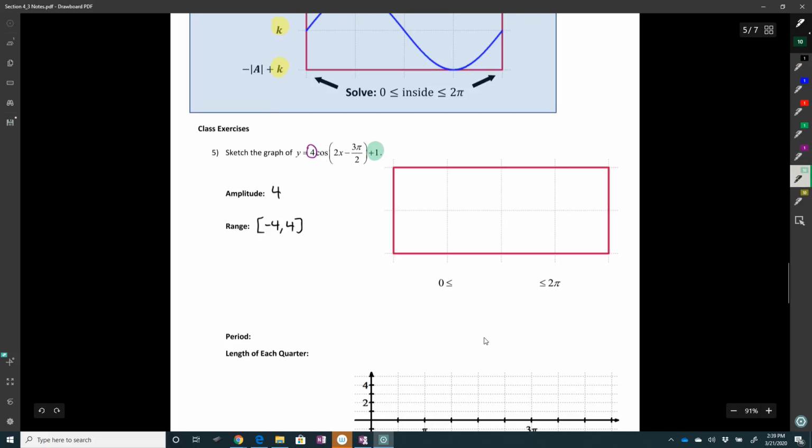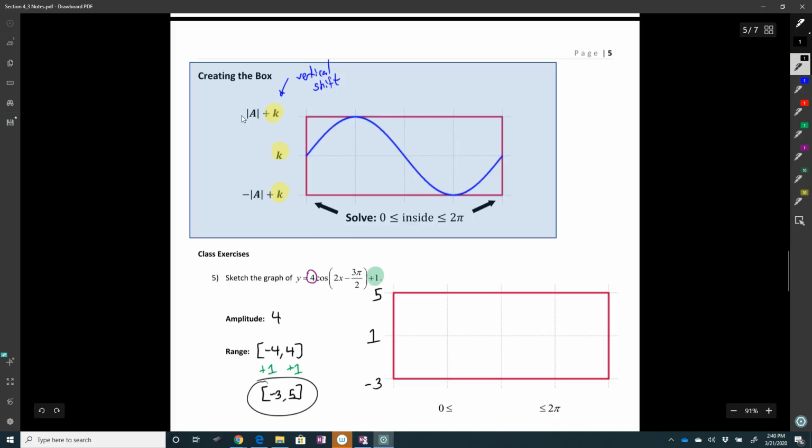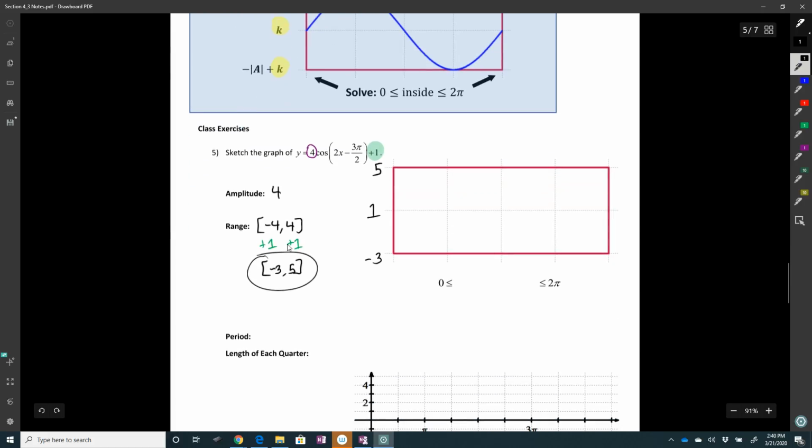But notice that there's a plus 1, so I have to do plus 1, plus 1. So my range is actually -3 to 5. That means this is going to be -3, this is going to be 5, and the shift is what goes in the middle. Notice I didn't really actually use the formulas. I just used my common sense here. My range shifted up 1. So that's the upper and lower bounds of the box.